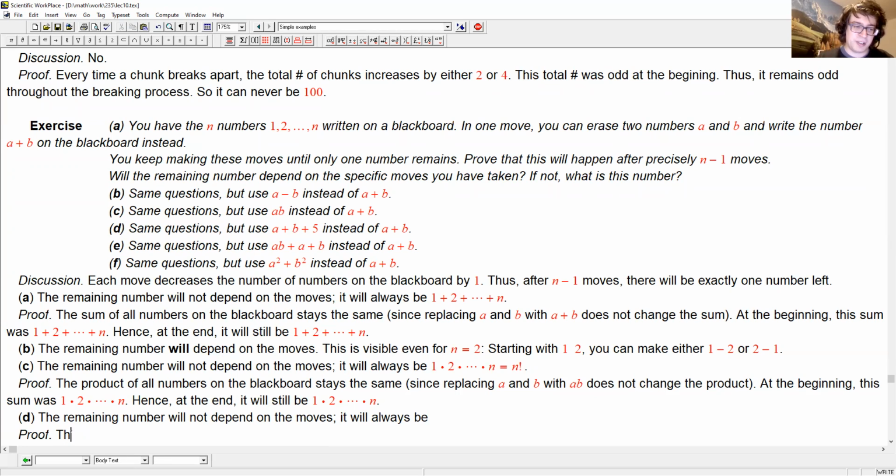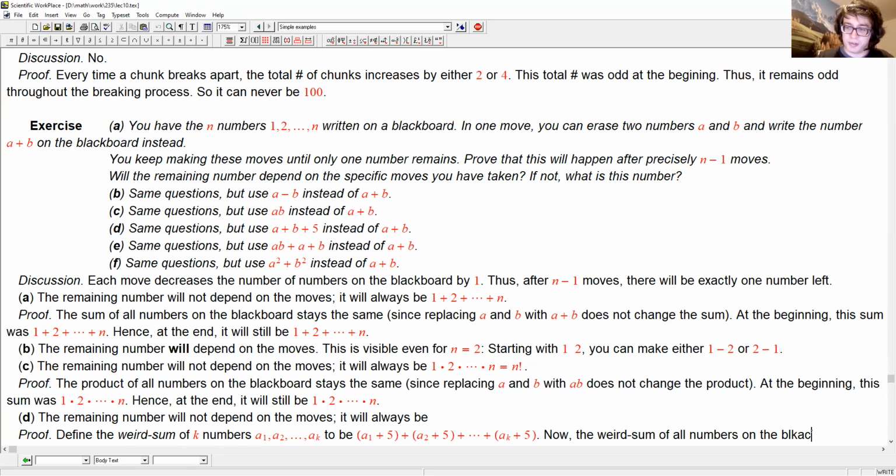I define the weird sum of k numbers a1 up to ak to be the following sum: a1 plus 5 plus a2 plus 5 plus and so on plus ak plus 5. You can also say that it's the sum of them all plus 5k, but we don't care. This is what we need. Now, the weird sum of all numbers on the blackboard is an invariant. It does not change. It stays the same.